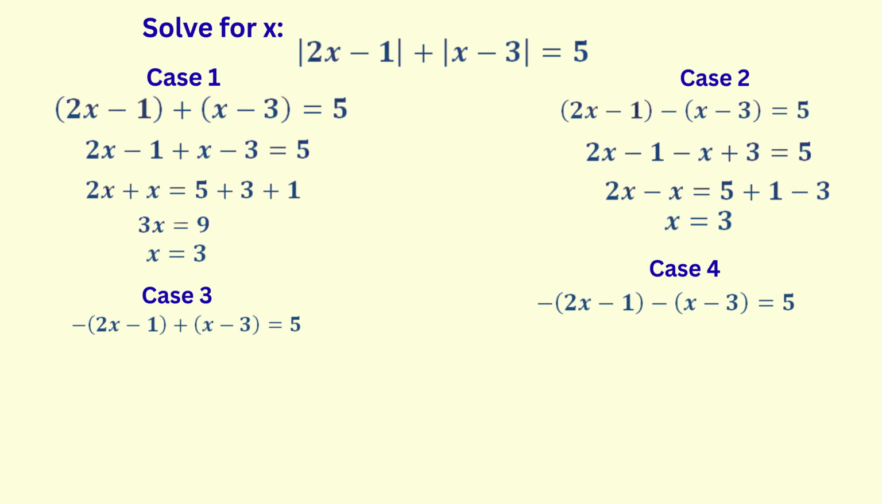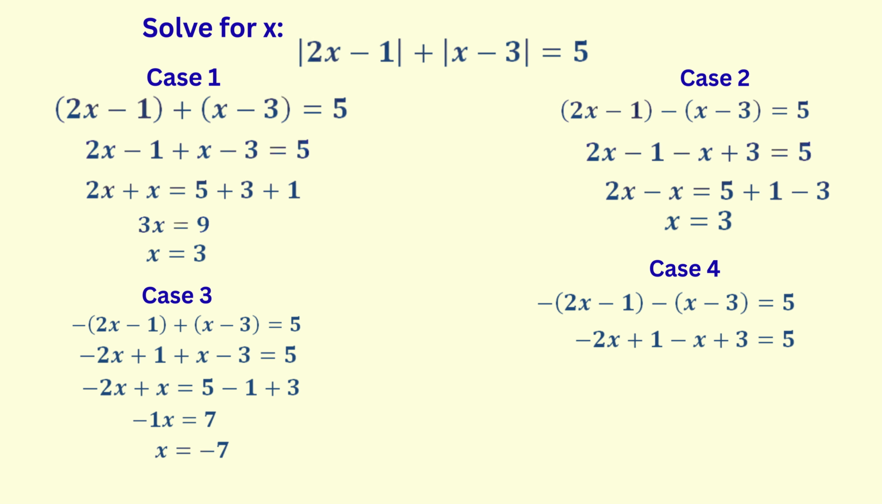In the third equation, we multiply the first bracket by -1, and then multiply the second bracket by 1. Now group like terms, and we get -x equals 7. This means that x equals -7. In the fourth and final equation, we multiply both brackets by -1. Now group the like terms, and we get -3x equals 1. Now divide both sides by -3 to get x equals -1/3.